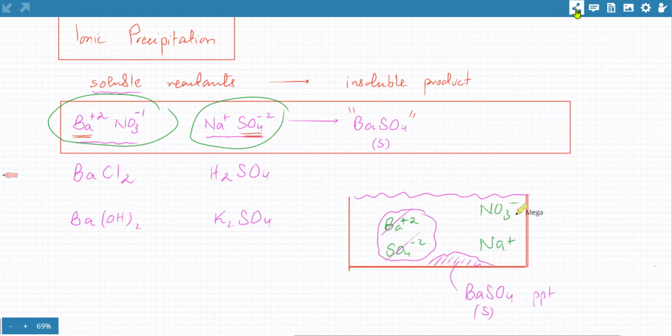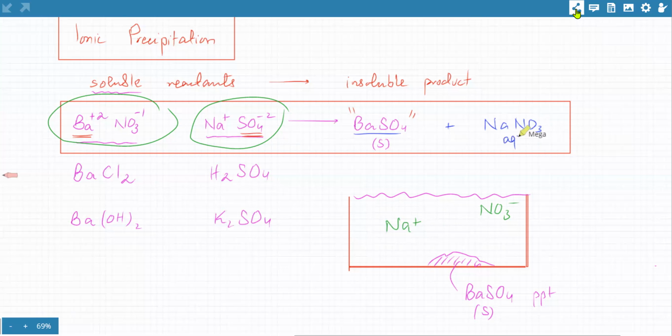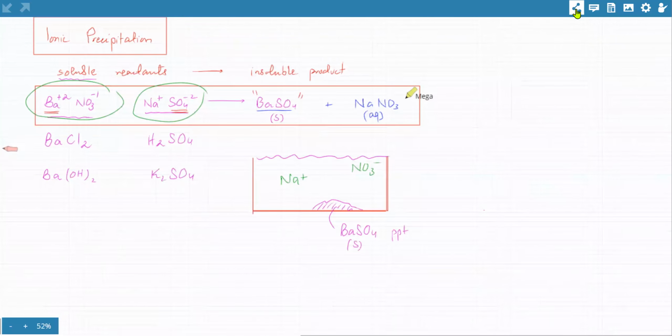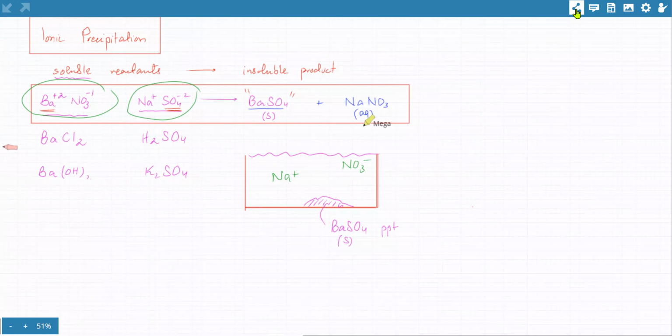What about sodium and nitrate? Even if they combine, they're still soluble. Sodium nitrate is very soluble, so they're going to remain part of the solution. They'll just be roaming around in the solution. So the end result is that you get a precipitate of barium sulfate, solid, plus what's left in the solution is sodium nitrate, which is going to be aqueous. And so, how can you get this barium sulfate precipitate? You simply filter it out.